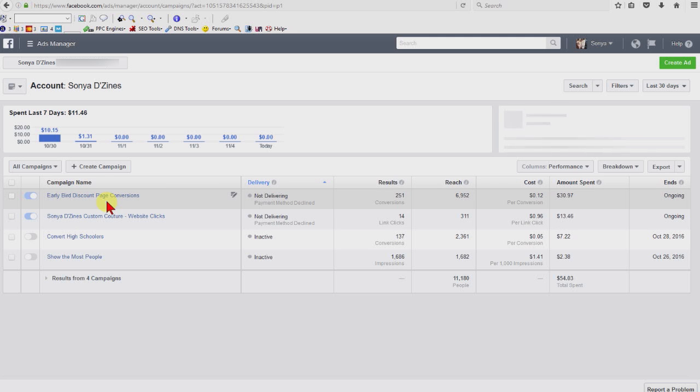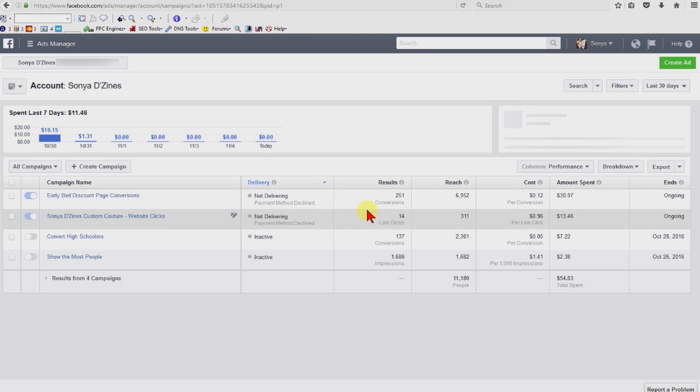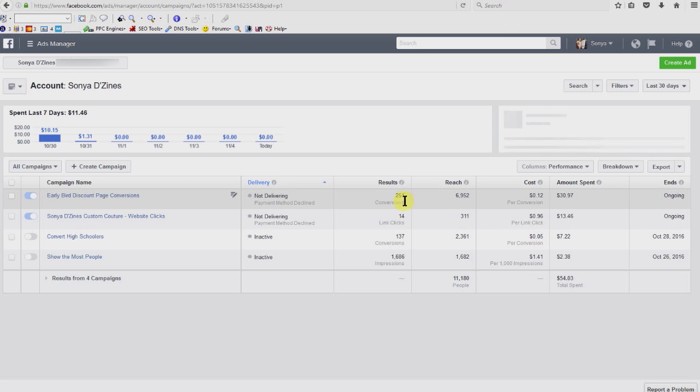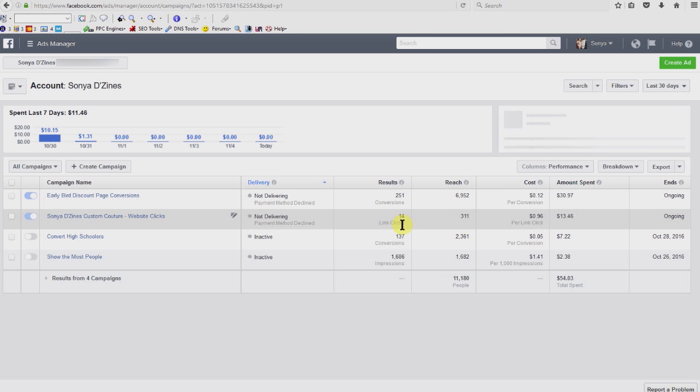I used different pictures and different formats, and I used conversion as an objective for one. I used impressions for another, basically just trying to find which demographic was actually willing to engage with what the client had to offer. And so we see that for this first ad, which was for conversions, we had about 251. All right, we spent about $30.97. And we see here for the second campaign, there were about 14 link clicks, and we spent about $13.46 for it.